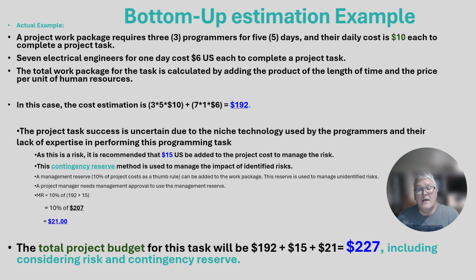The reserve is used to manage the unidentified risk. The project manager needs management approval to use this management reserve. So the management reserve calculation: 10% of $192 and $15 gives $207, and 10% of that would be $20. So the total project budget for this task is $192 with $15 and $21 to give a total projected with risk of $227 for this task.